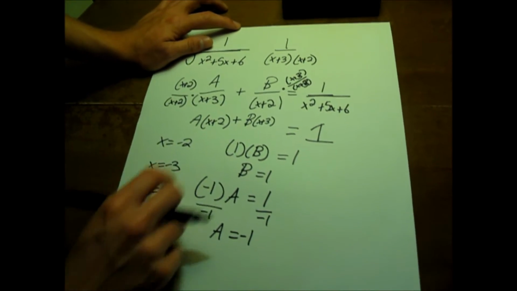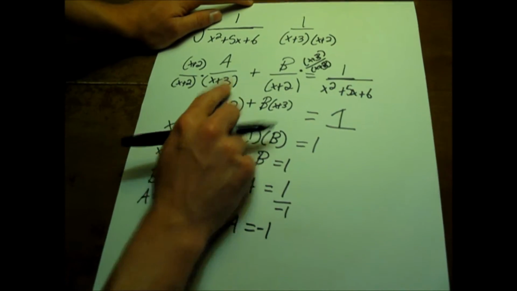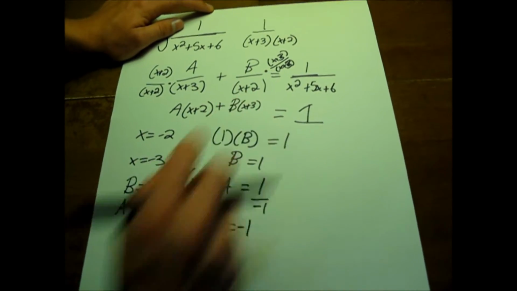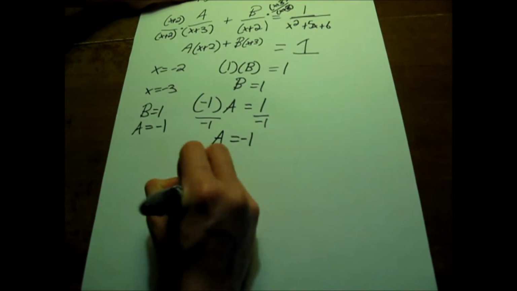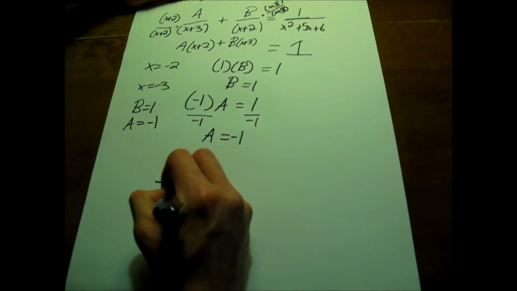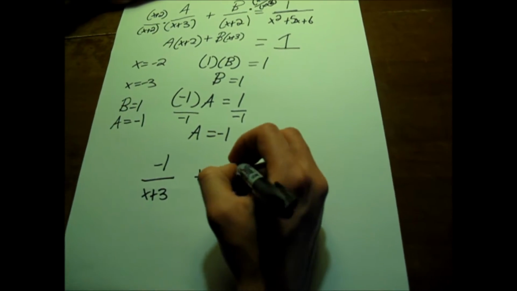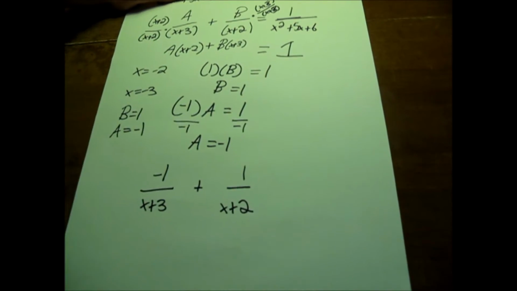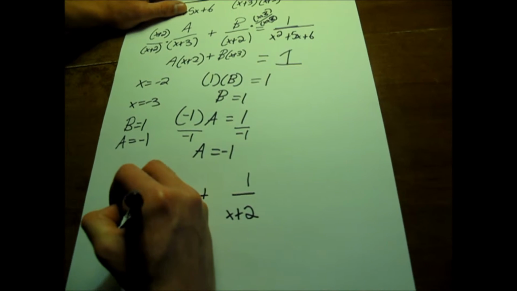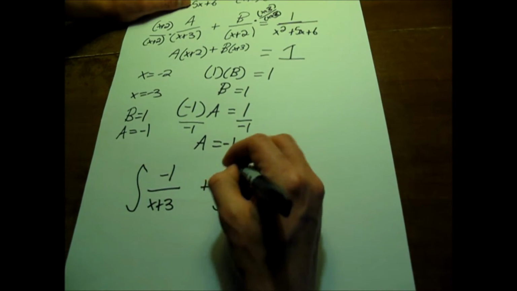And we're going to refer back to where we got a over x plus 3 and b over x plus 2, and we're just going to plug those in. So -1 over x plus 3 plus 1 over x plus 2. Put those back in the integral.